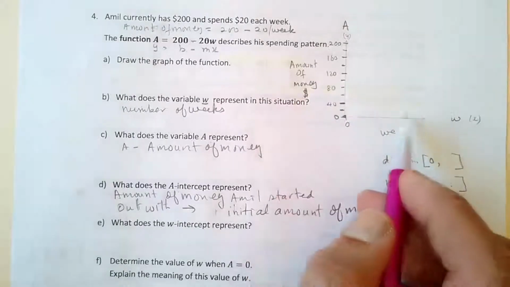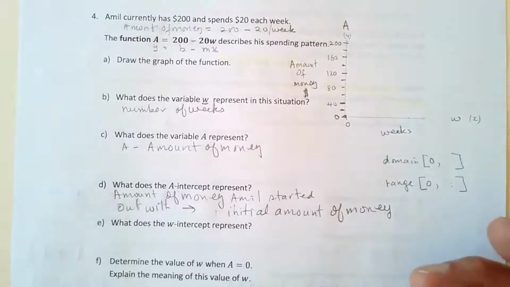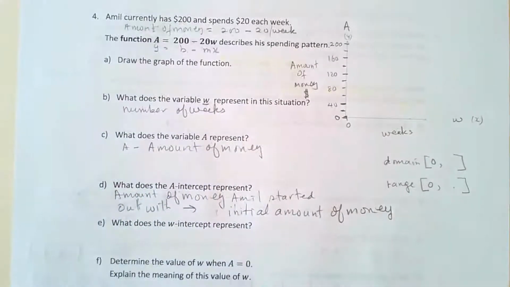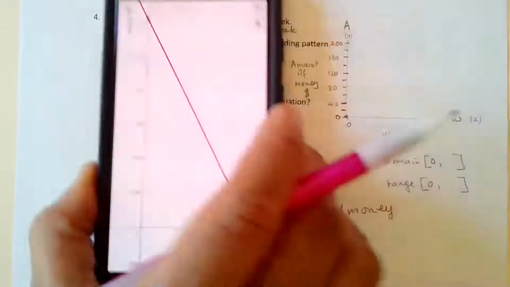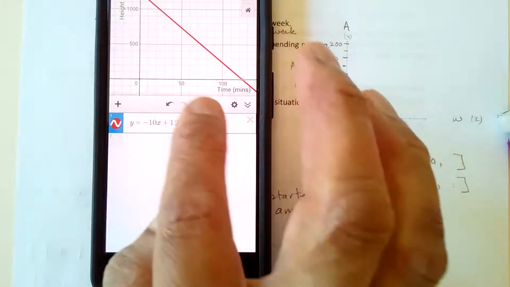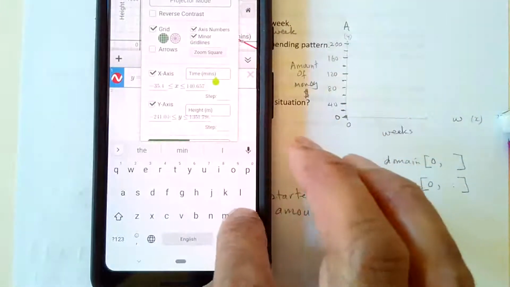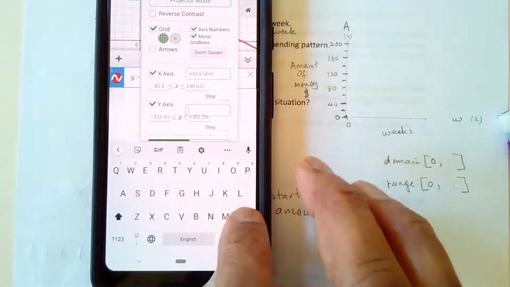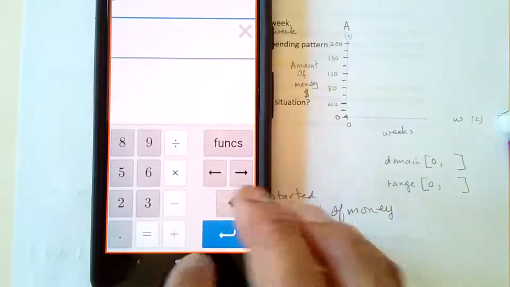Now, when he spends all of his money, that would be your y-intercept. Let's go ahead and get our graph so we can get our domain, a realistic domain. So this time I'll start off with Desmos. I'll go back to my screen and clear this out. I don't recommend you doing it, because every time you have to change it. So we're going to change our equation.